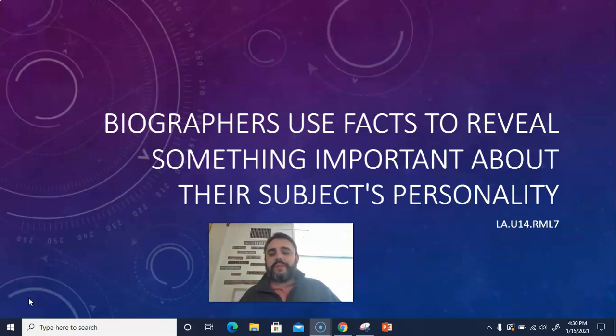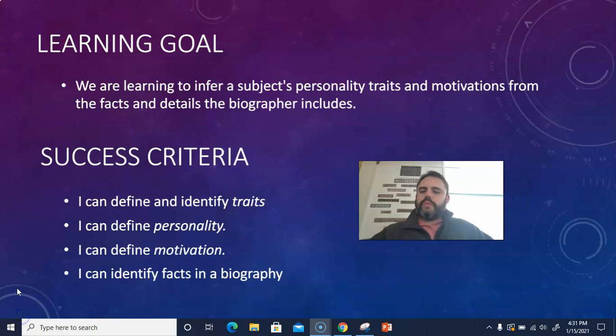Today, we're talking about the fact that biographers use facts to reveal something important about their subject's personality. Okay? As always, you know the deal. You know what's coming. It's unavoidable. Learning goals, success criteria. Let's see what's up with today's lesson. Oh, buddy, I tell you, we got a great goal today.